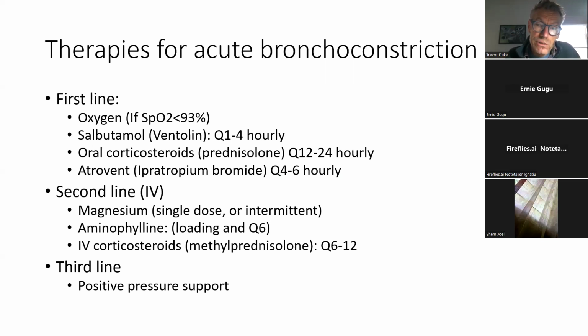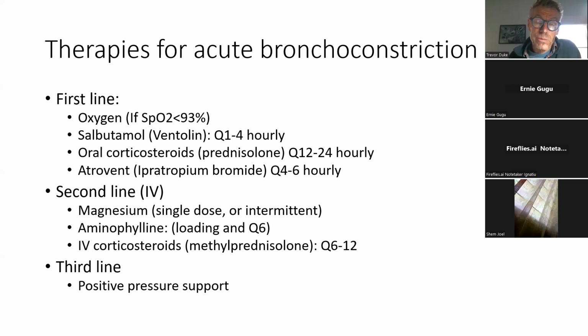And then a medicine called Atrovent or ipratropium bromide is also effective. That's a cholinergic agent that you can give every 4 to 6 hours. Again, that comes either in nebulized form or with a metered dose inhaler. But the main thing is most of the benefit in asthma will come from oxygen, salbutamol or Ventolin, and steroids.